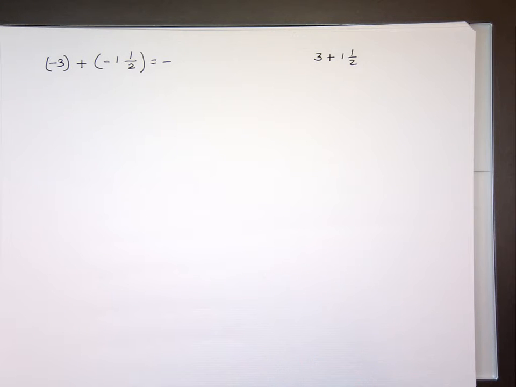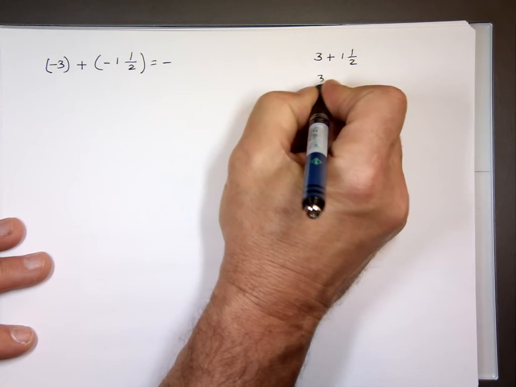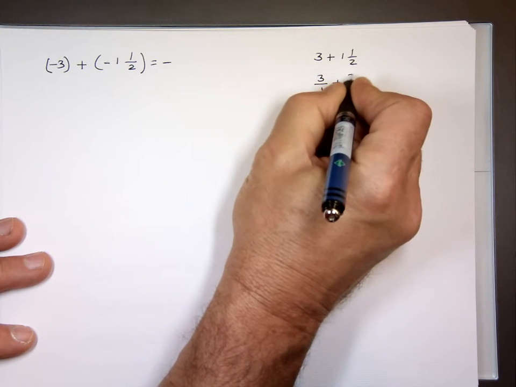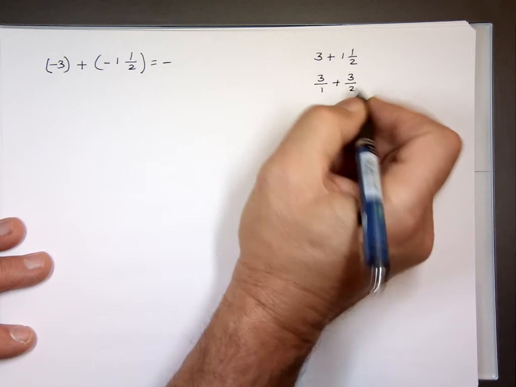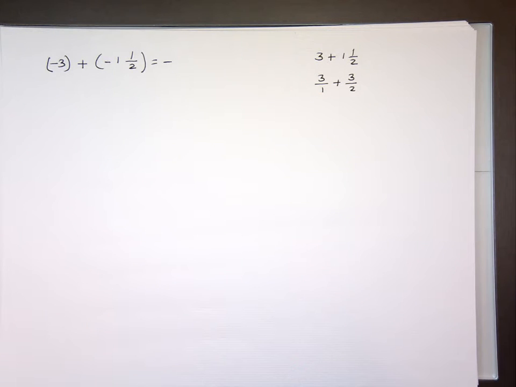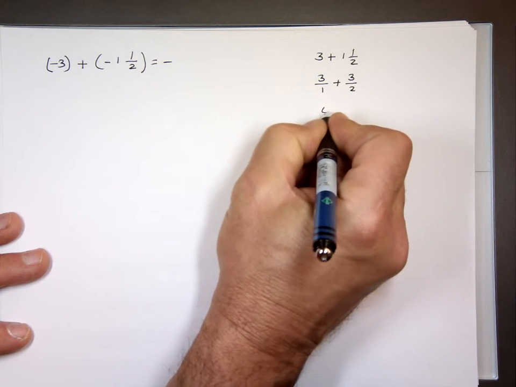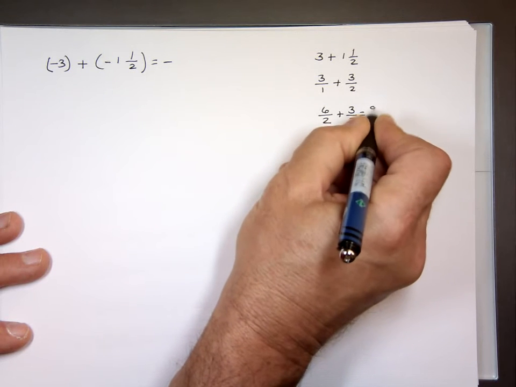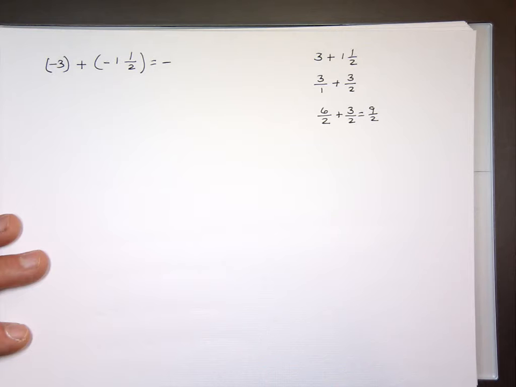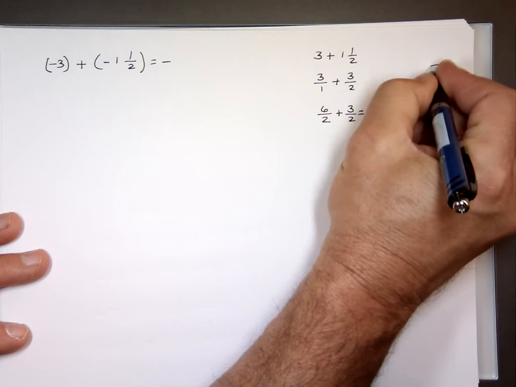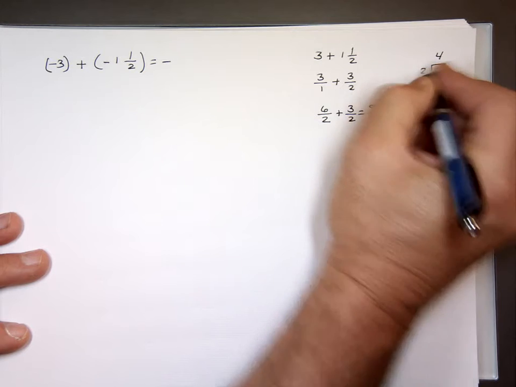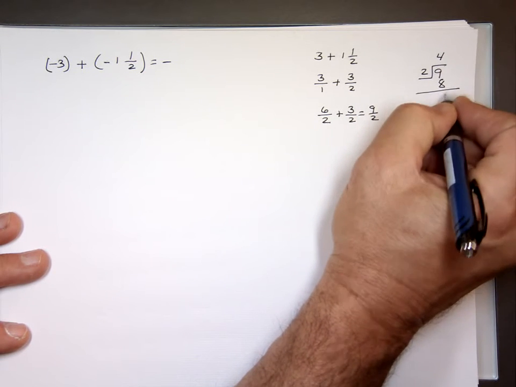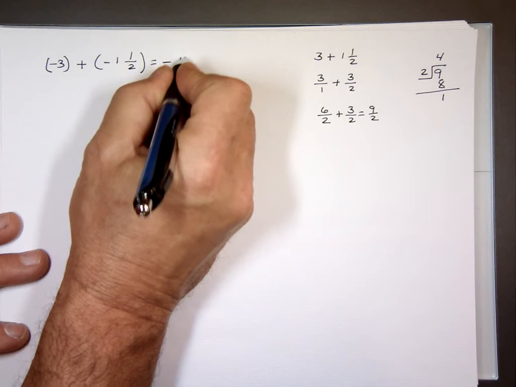Now, how do we add these? The 3 is 3 over 1. And 1 and 1/2 is 3 over 2: 2 times 1 is 2, plus 1 is 3. If you're going to add or subtract, what do you need? Least common denominator, which is 2. This is 6 over 2 plus 3 over 2, which is 9 over 2. And what is 9 divided by 2? 4, 4 times 2 is 8, remainder 1. So it's negative 4 and 1/2.